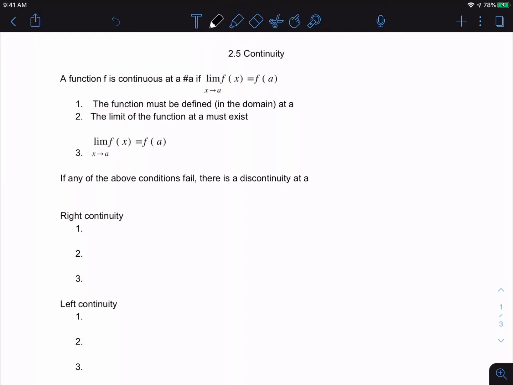Continuity. So continuity is a very big topic.